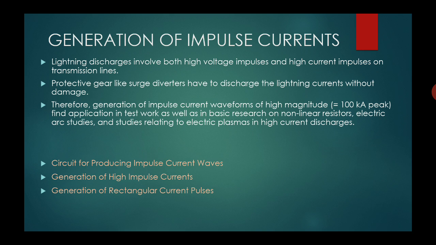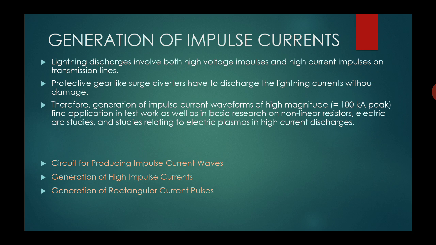So what about the generation of impulse currents? Where do you find these kinds of impulse currents? Lightning discharges involve both high voltage impulses and high current impulses on the transmission line. So both of these impulse voltage and current I can see in the lightning. Protective gears like surge diverters have to discharge a lightning current without damage. These surge diverters divert this lightning, so we need to test these surge diverters, right?